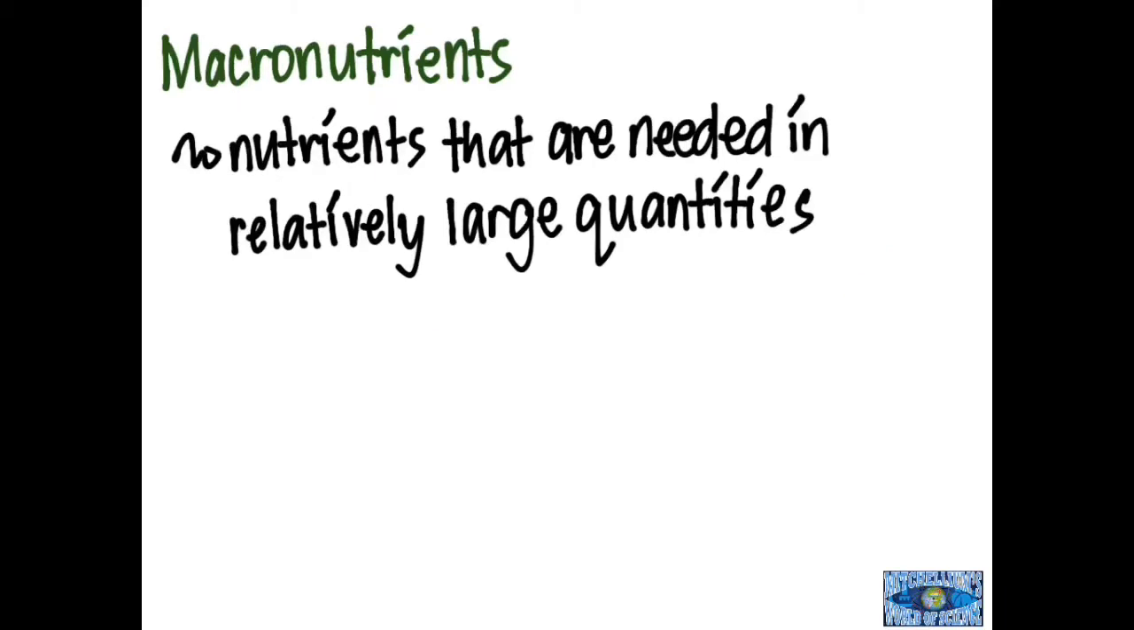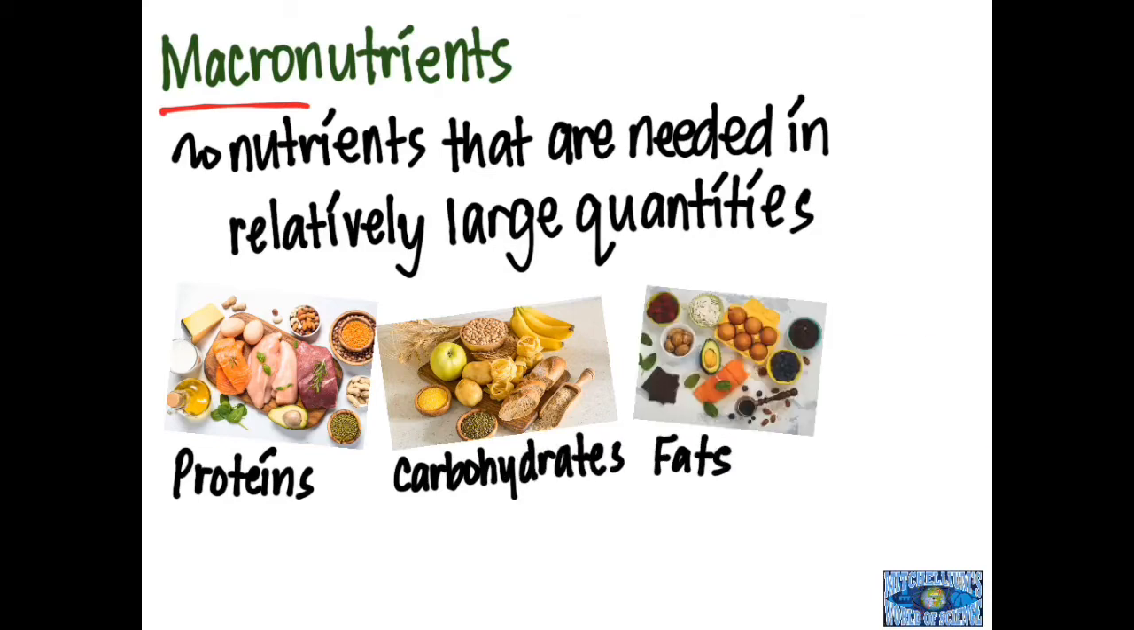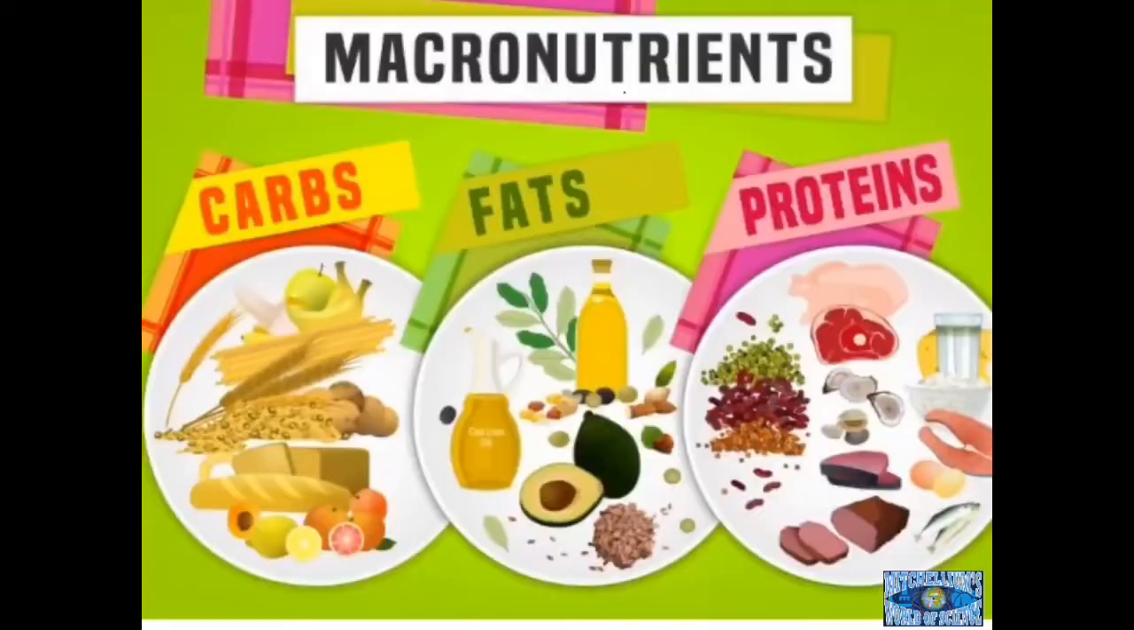Other nutrients are called macronutrients. Macro meaning large because they are needed in relatively large quantities for cells to carry out their functions. Some macronutrients are proteins, carbohydrates, fats, and fiber. Macronutrients are essential for our survival because they are required for the most basic life-sustaining functions or to produce the most basic life-sustaining substances in the body.